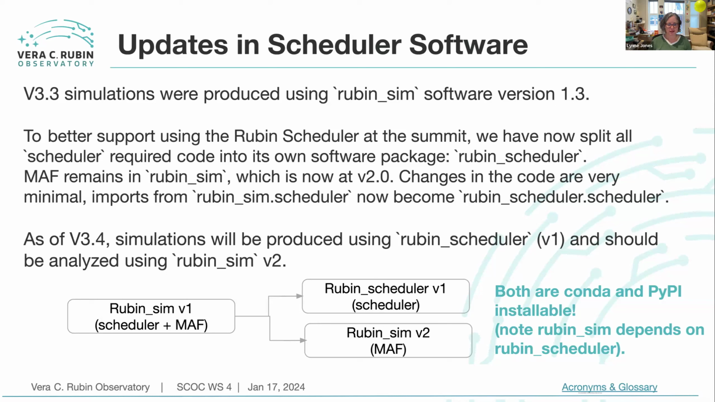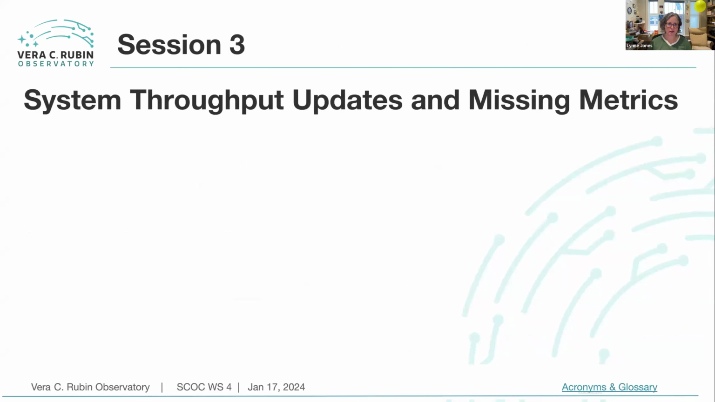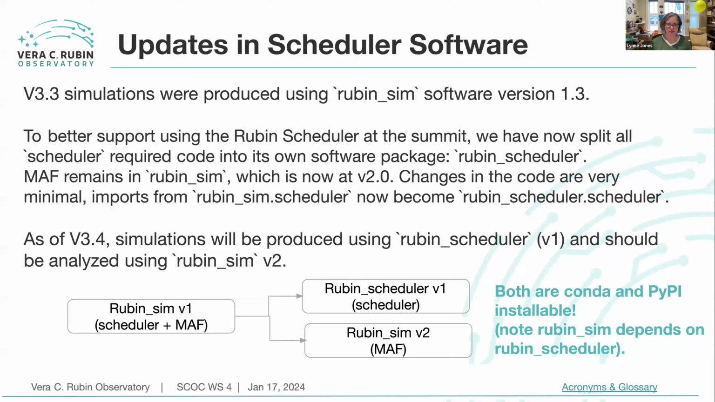Things should be about the same. There were very, very minor code changes, but as of 3.4, simulations will be produced using Rubin Scheduler and then analyzed using Rubin Sim. And that is all I wanted to say for this session.